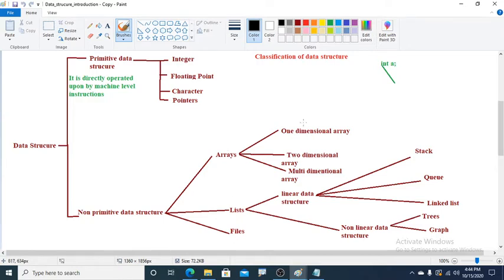Arrays are three types: one-dimensional, two-dimensional, and multi-dimensional. Lists are again two types: linear data structures and non-linear data structures. Linear data structures have three subtypes: stack, queue and linked list. Under the list, the non-linear data structures are trees and graphs. So these are the classification of data structures.